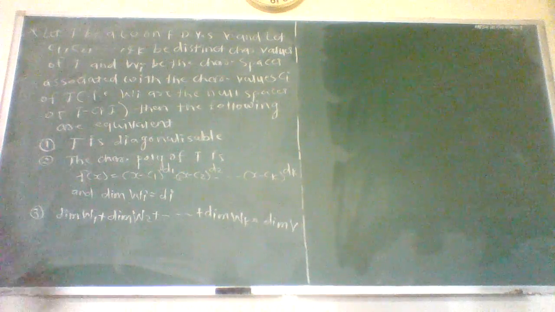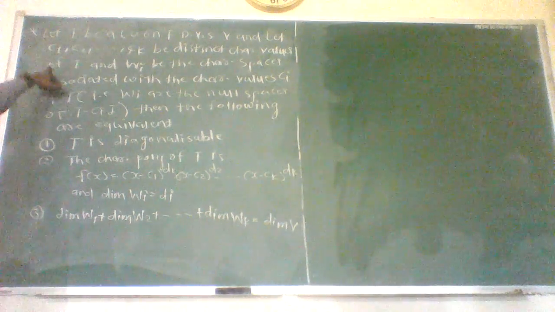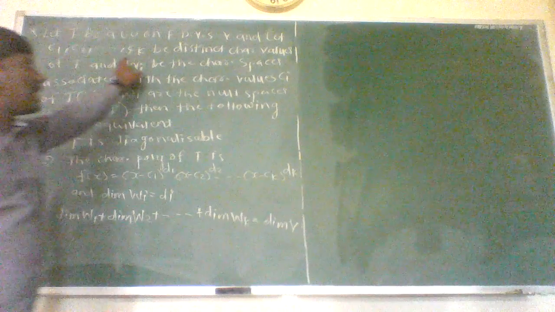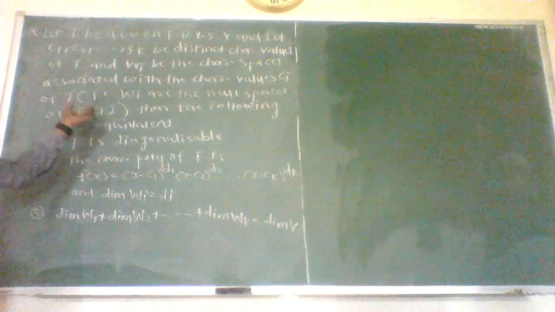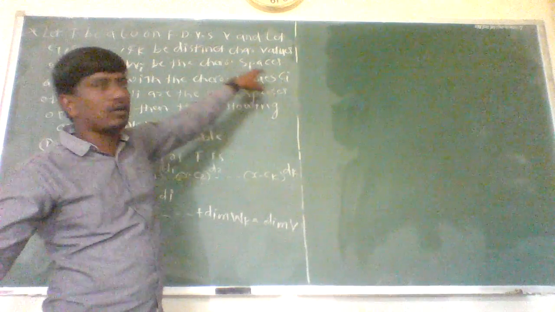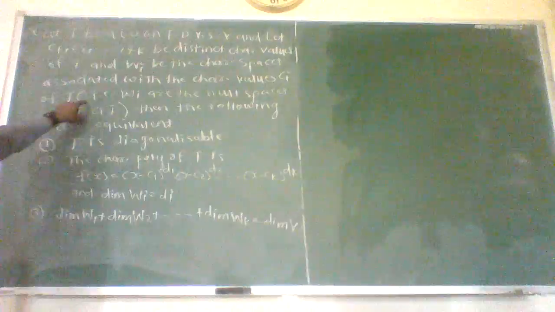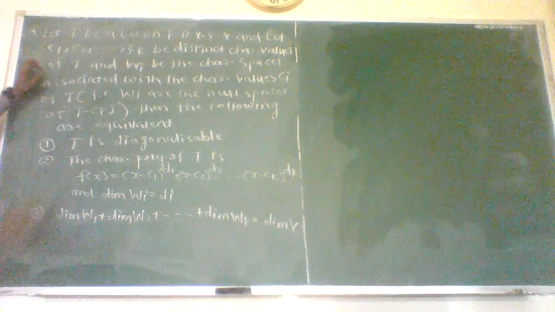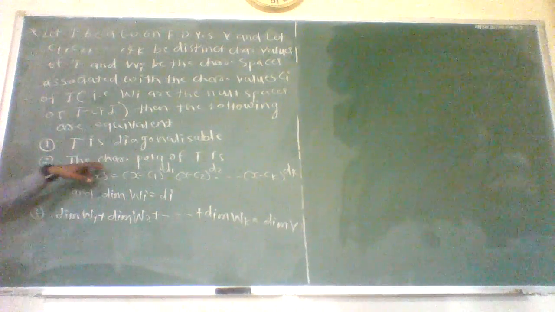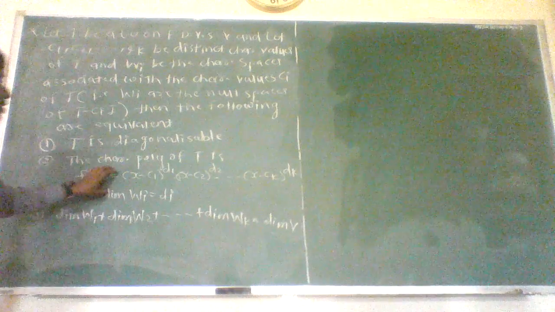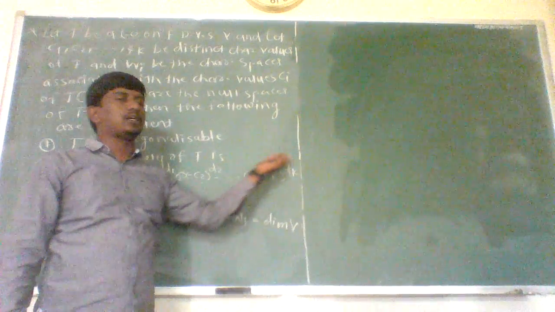So here, given that T is a linear operator on a finite dimensional vector space V and c1, c2 up to ck are distinct characteristic values of linear operator T, and Wi are the characteristic spaces associated with the characteristic value ci of T. That the Wi are the characteristic spaces corresponding to characteristic value ci means these Wi are the null spaces of the linear operator T minus ci I. And then we have to prove that the following three statements are equivalent. That is, if T is diagonalizable, then we have to prove that the characteristic polynomial of T has this form. That is, f of x is nothing but x minus c1 to the power d1 into x minus c2 to the power d2 up to so on x minus ck to the power dk.